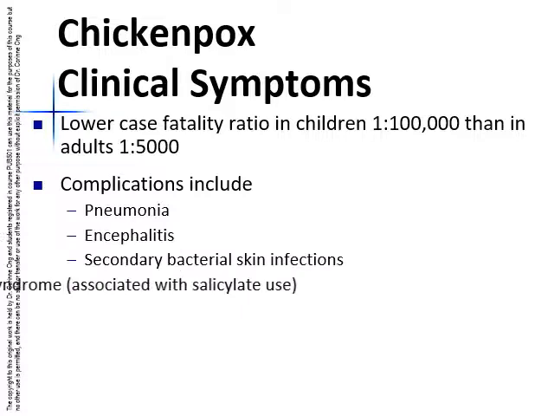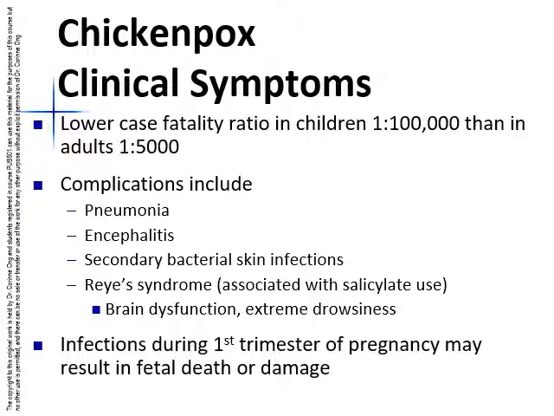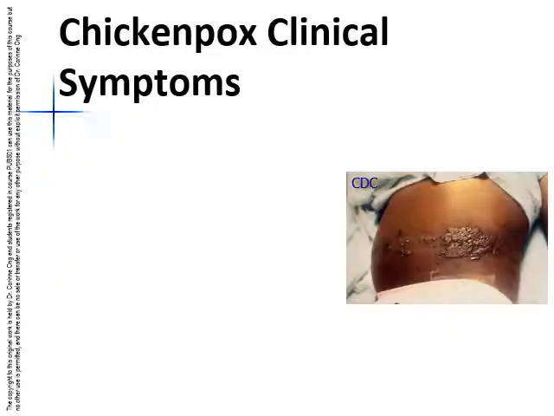Chickenpox has a much lower case fatality ratio of 1 in 100,000 in children than in adults at 1 in 5,000. However, complications can include pneumonia, encephalitis, secondary bacterial skin infections, and Reye's syndrome, which is very rare and associated with the use of salicylates. It can cause brain dysfunction and extreme drowsiness. Chickenpox infections during the first trimester of pregnancy may result in fetal death or damage.